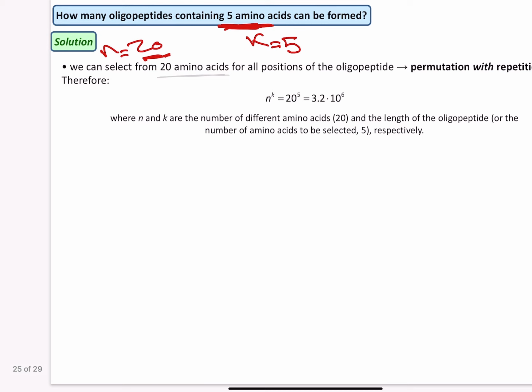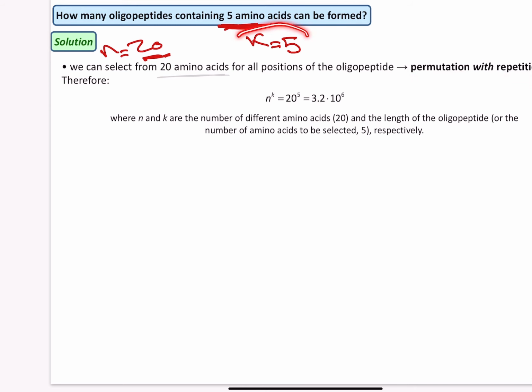Okay, so here we have n equals 20 and k equals 5. But when we look at it, of course, it is amino acids, so it will be a permutation. Are we using all the numbers or not? We don't know. Does the order matter? Of course, the order of the amino acids matters. Is repetition allowed? Of course, it's amino acids, so repetition is allowed. So it will be permutation and repetition is allowed.